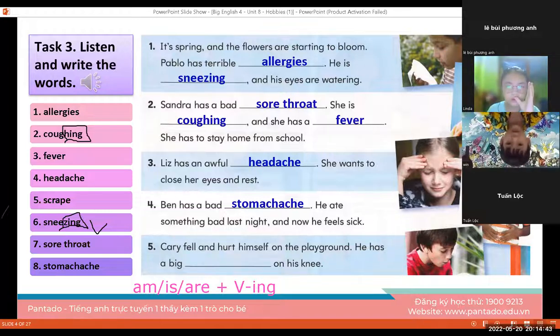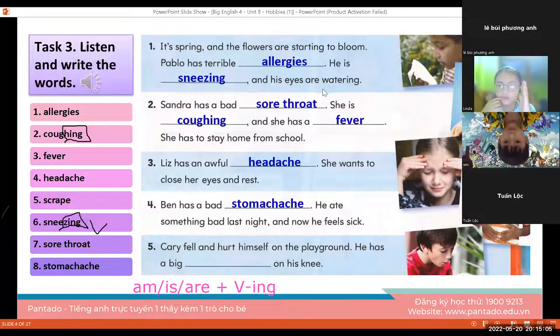Now, read again number four. Read the whole sentence. Number four, Ben. Ben had a bad stomach kick. He ate something bad last night. And now he feels sick. Good job, Phương Anh. Very good. It's stomach kick. Good job. We cannot use allergies, okay? Because we cannot use allergies with a, okay?